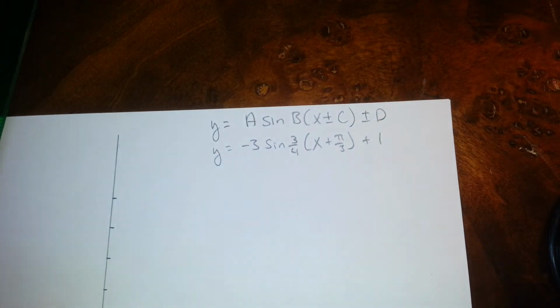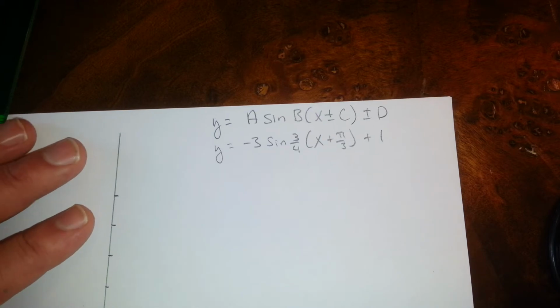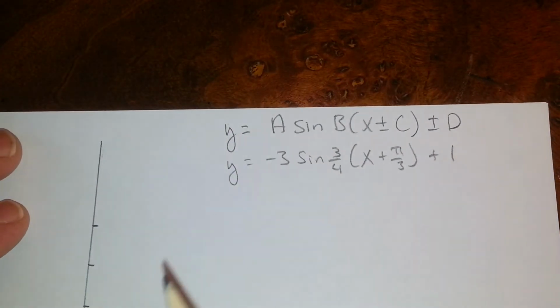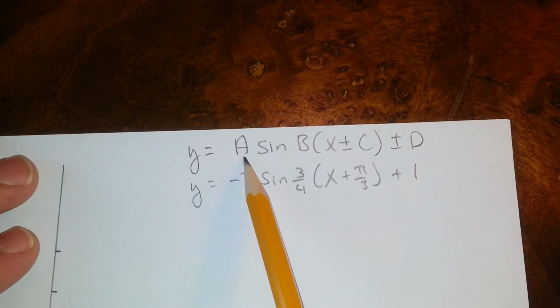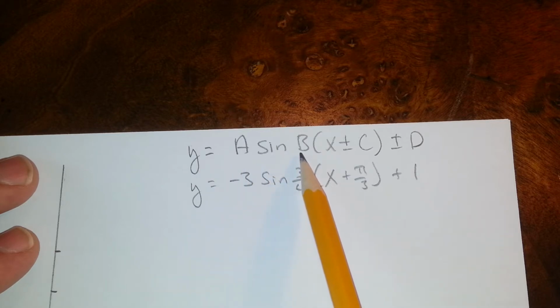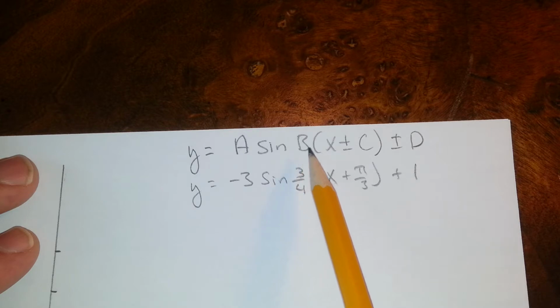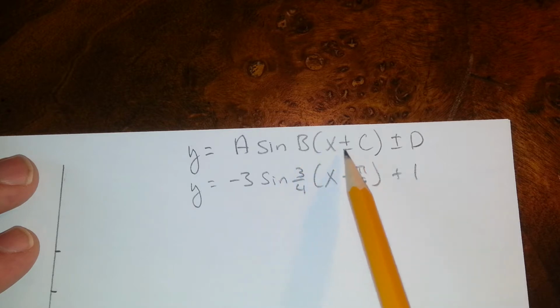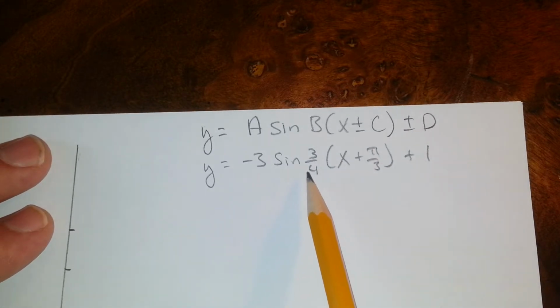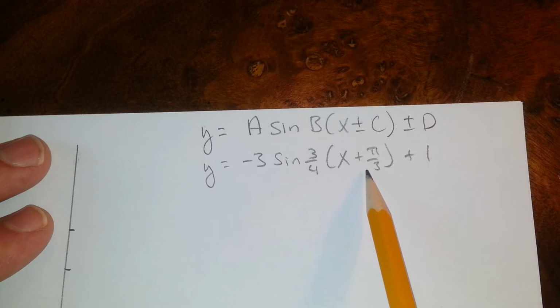Okay, I'm going to talk in more detail. Let's see if you can see this. All right, notice here I've got the full Monty: amplitude times my sine or cosine. Here's your B, which affects the period of your graph. X plus or minus C is a phase shift, and then a vertical shift outside the parentheses. Here's what we're going to work: negative 3 sine of 3/4 x plus pi over 3, plus 1.